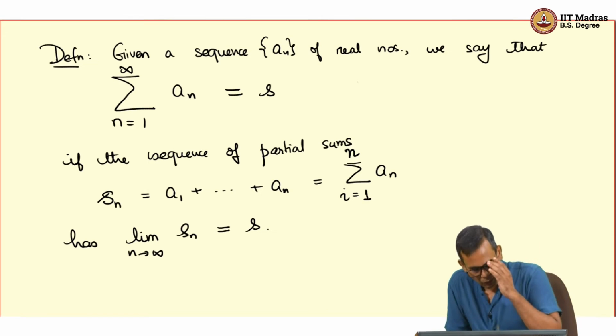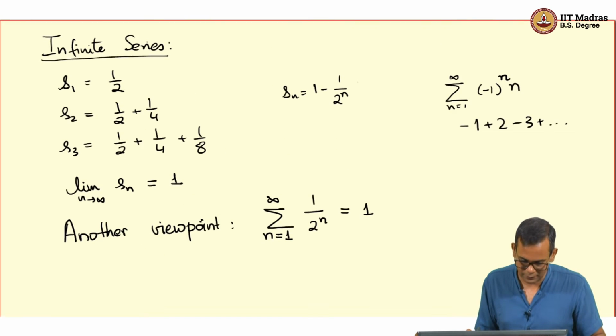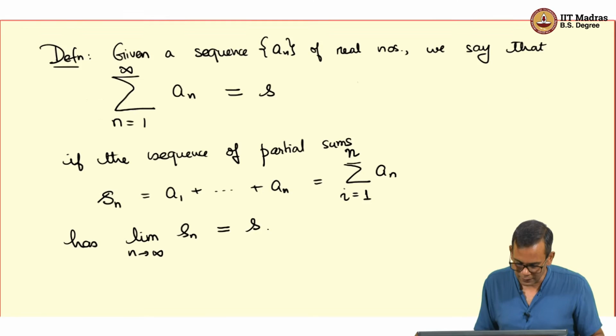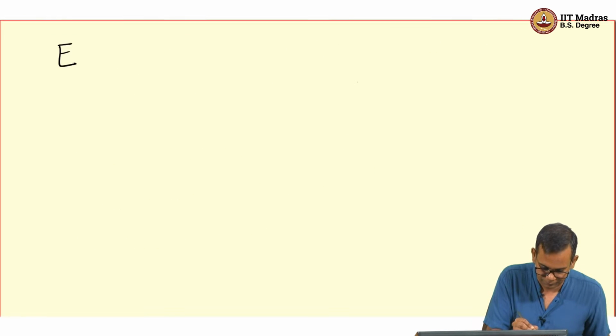So this is how we make sense of infinite sums. And so what we are saying here really, exactly as per the definition we have made, is that summation n goes from 1 to infinity of 1 over 2 to the power n is equal to 1. Let's look at another sequence.